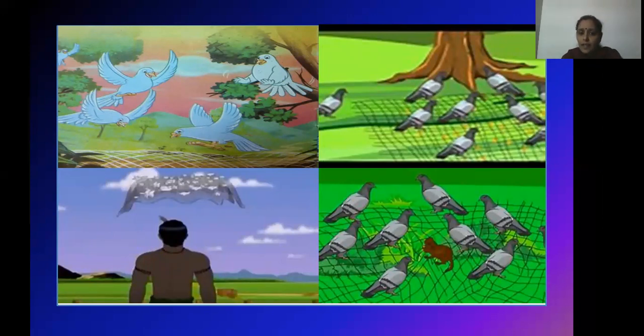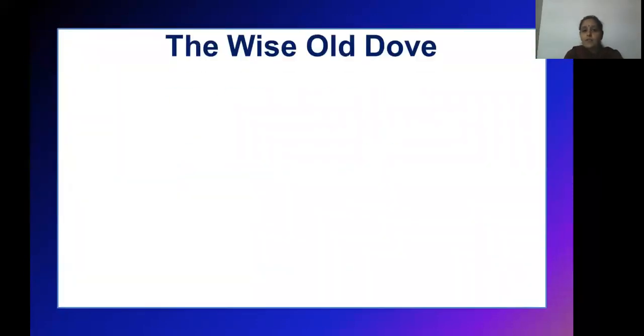Now the first thing that we have to decide is the title of the story. So can you all think of some suitable title? Yes, you can give the title as The Hunter and the Dove or The Wise Old Dove. Anything. So let's see what I have given here. The Wise Old Dove. So the title of the story is The Wise Old Dove. Now let's begin writing the story.